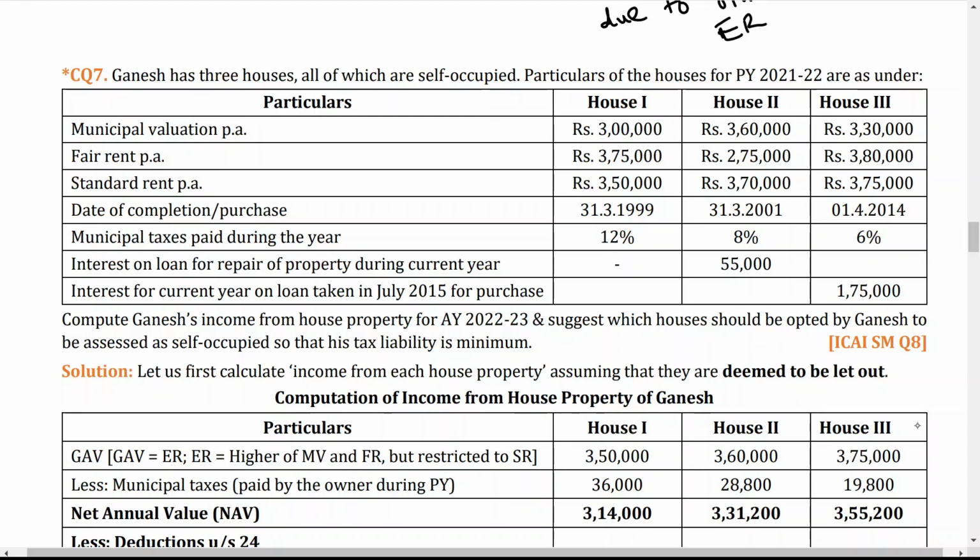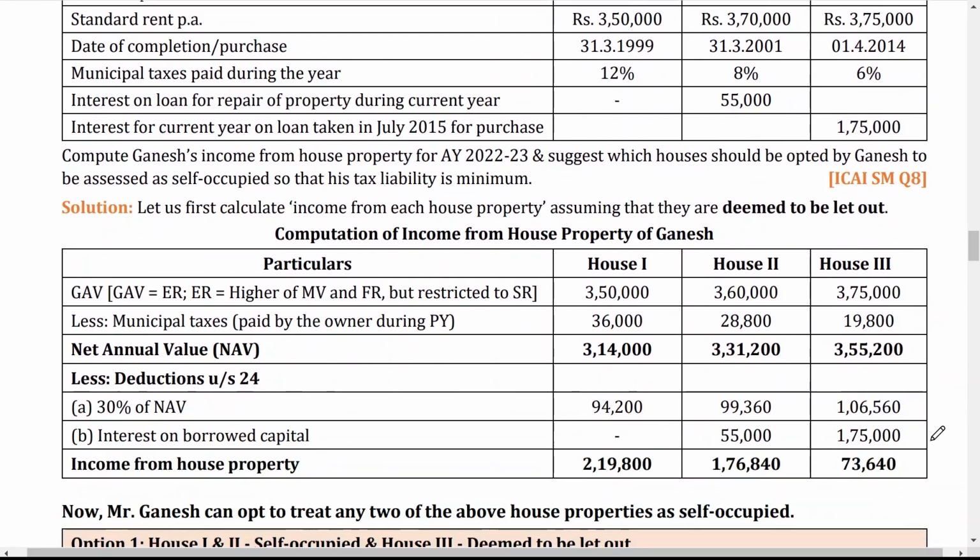Compute Ganesh's income from house property for assessment year 2022-23 and suggest which houses should be opted by Ganesh to be assessed as self-occupied so that his tax liability is minimum. Let us first calculate income from each house property, assuming that they are deemed to be let out. Means computation of income from house property of Ganesh. So let us start calculation.